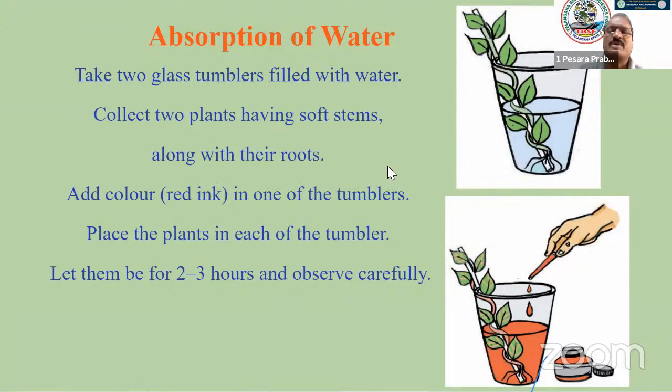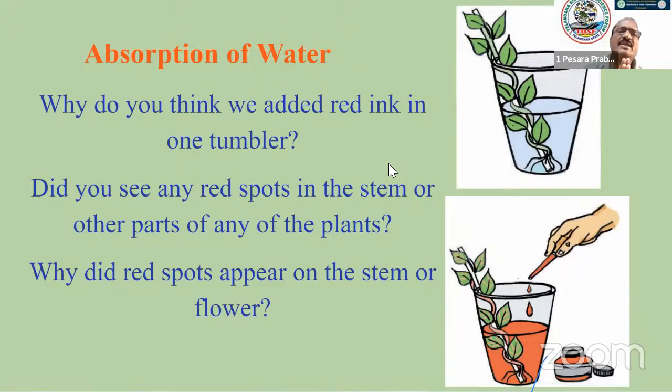Just observe this experiment for 2 to 3 hours. Imagine what will happen. Why do you think we added red ink in the tumbler? It means to observe easily what is happening. Did you see any red spots in the stem or other parts of any of the plants? Yeah. The below plant, the second tumbler having red ink, in this plant red spots appear on the stem or leaves. Not flowers, leaves.